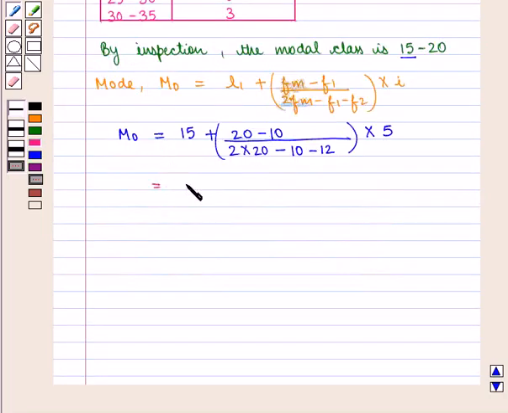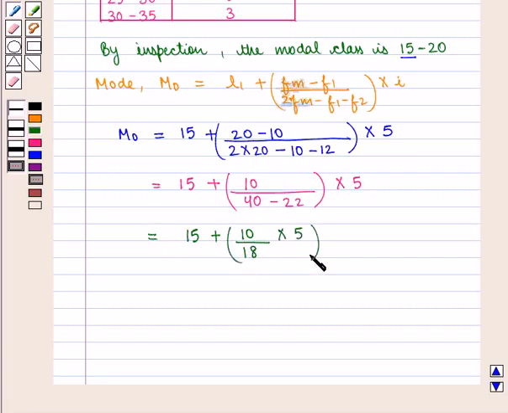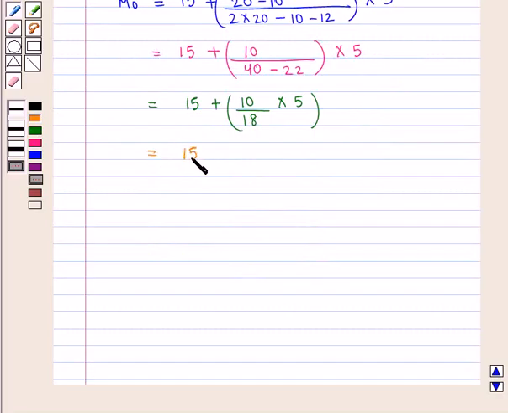Therefore, we have M0 is equal to 15 plus (20 minus 10, that is 10) upon (2 into 20, that is 40, minus 10 minus 12, that is minus 22) into 5, which is equal to 15 plus 10 upon (40 minus 22, that is 18) into 5, that is 15 plus 5 into 5, that is 25 upon 9, which is equal to 15 plus 25 upon 9, can be written as 2.77.